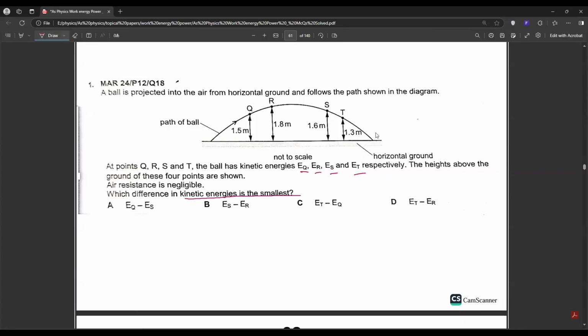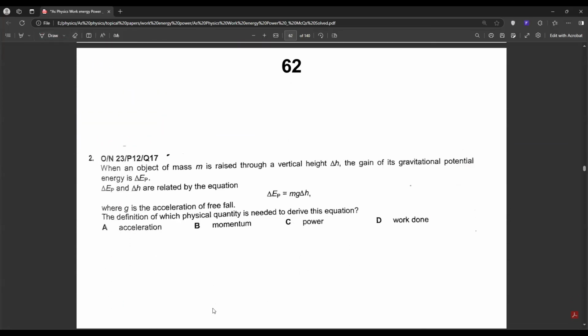So Q minus S, this will give you a height difference of what? 1.5 minus 1.6. I guess this will be the answer only. 1.5 minus 1.6, this is negative 0.1. I think A is the answer. Let me check. This is question 61. Yes, A is the answer. The points which have the least difference in height will have the least difference in velocity, because if you have the least difference in height, your kinetic energy is also pretty similar. So your difference in velocities or the difference in kinetic energies will be very negligible.